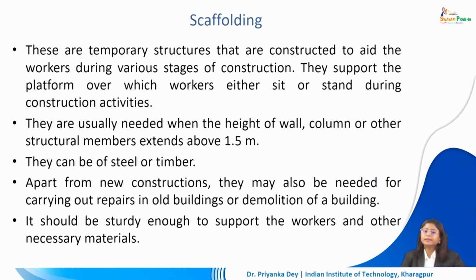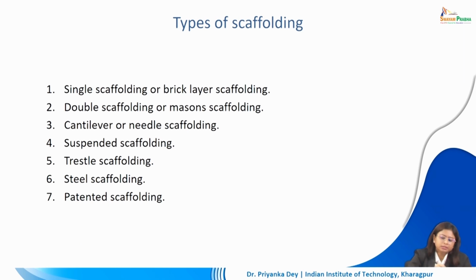Scaffolding is the second type of temporary structures and these are created to provide workers with a platform. See, essentially anything above 1.5 meters of height, if we are trying to do construction, we cannot really access it easily. So, for a person to, let's say, paint the ceiling or do masonry work above 1.5 meter, how would we reach that point? So, to be able to do that, we need an elevated platform above which we can stand and do the work, and that is what refers to as scaffolding. Now scaffolding can be single scaffolding.